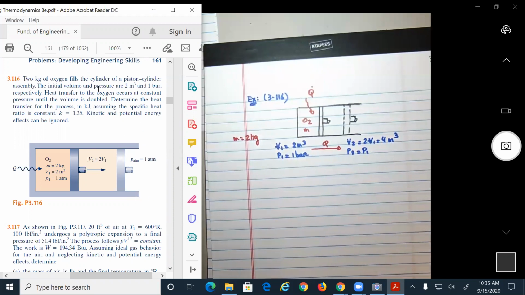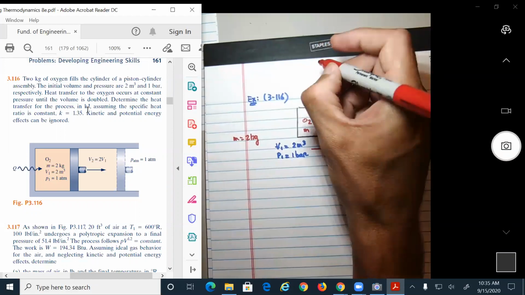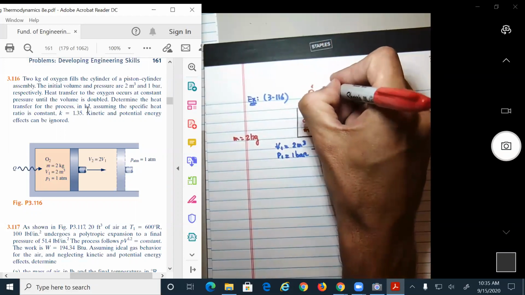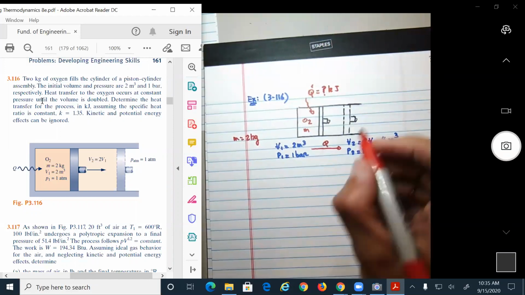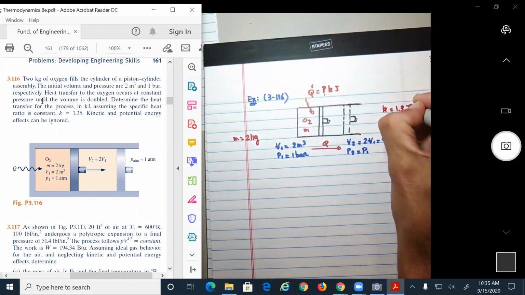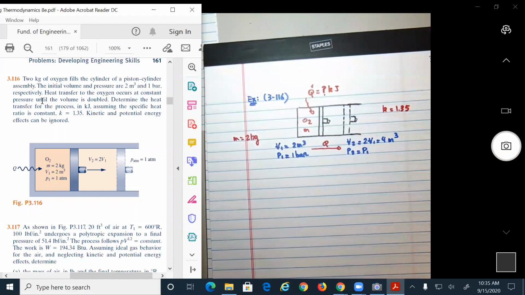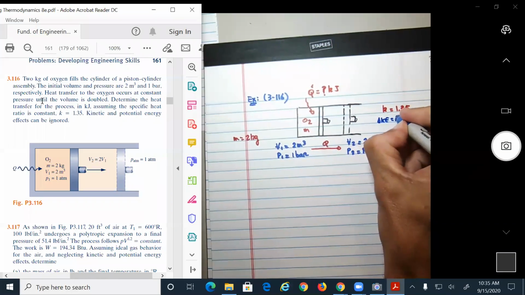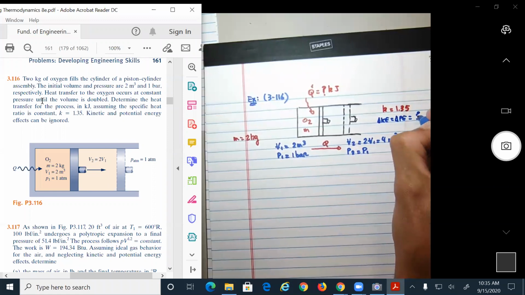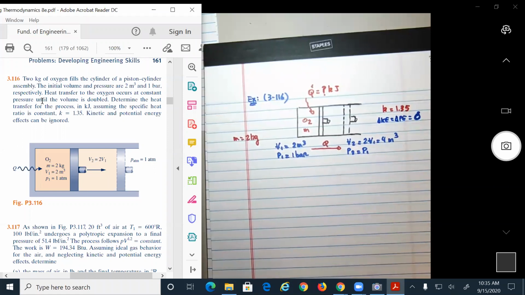Heat transfer to the oxygen occurs, okay, we did that. Determine the heat transfer for the process in kilojoules. So we need to determine Q, find it in kilojoules. So this is a question mark. Assuming the specific heat ratio is constant, we use k equal to 1.35. Kinetic and potential energy can be ignored, so I put 0 over here.